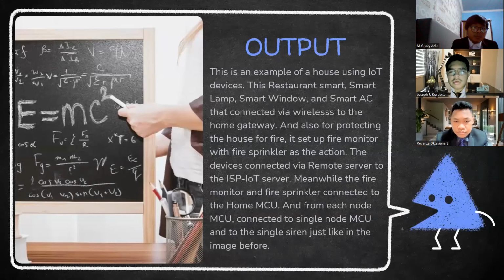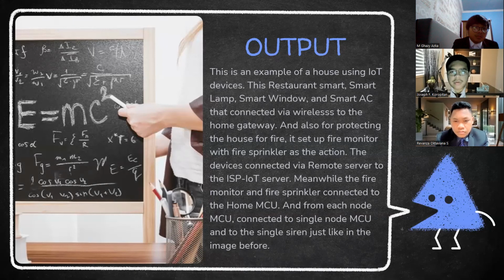Output. This is an example of using IoT devices. For this case, our restaurant, we use the smart lamp, smart window, and smart AC, that all connected via wireless to the home gateway.